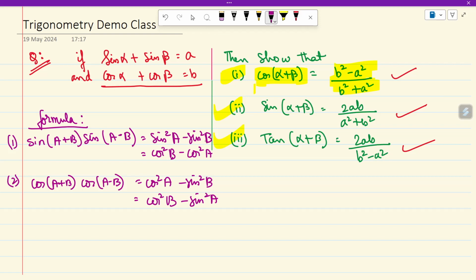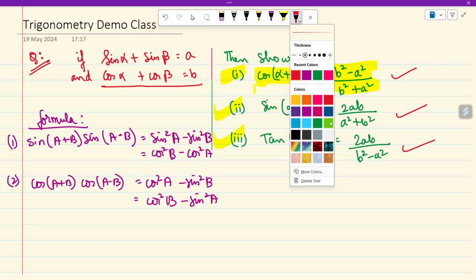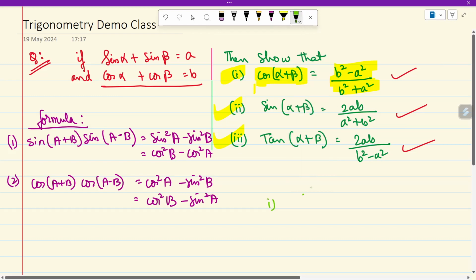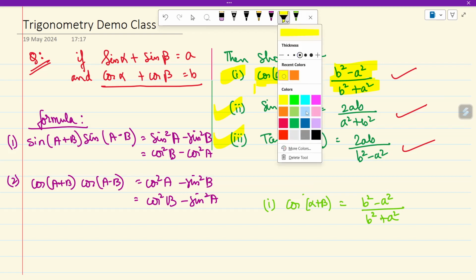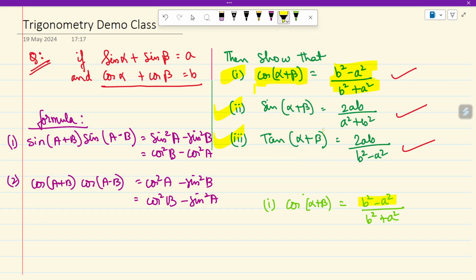Now in this question we have to find the value of cos(alpha plus beta). As you can see in the question, the first part which we are going to prove is that cos(alpha plus beta) is equal to (B square minus A square) by (B square plus A square). So we will individually find the value of B square minus A square, and the value of B square plus A square, and then divide them to see what answer comes. So let us solve part 1.